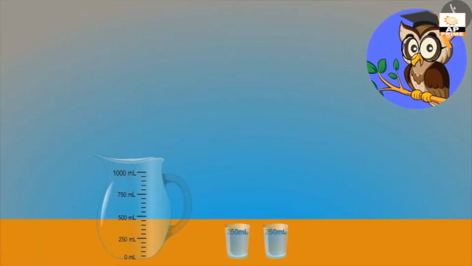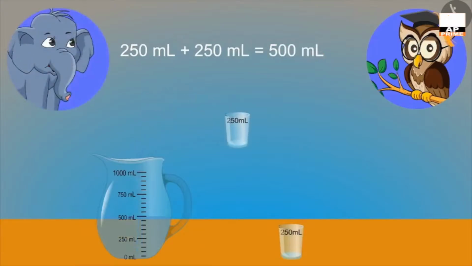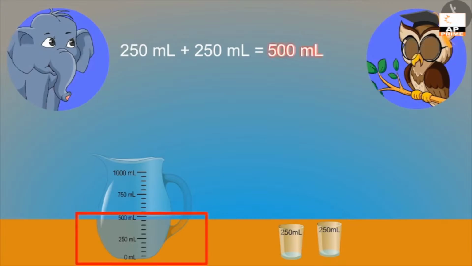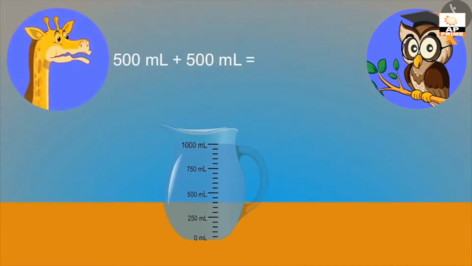These two glasses have 250 ml of water. If both of them combine, how much water will we have? 500 ml water. Yes, you are right, elephant. If we combine 2 more glasses of 250 ml water in it, then how much total water will we have? 500 milliliter and 500 milliliter means 1000 milliliter means 1 liter.